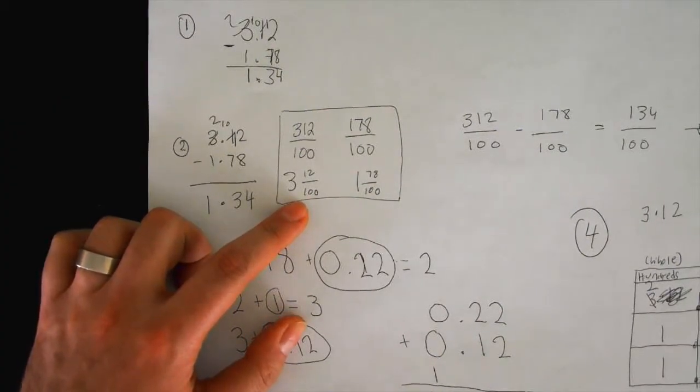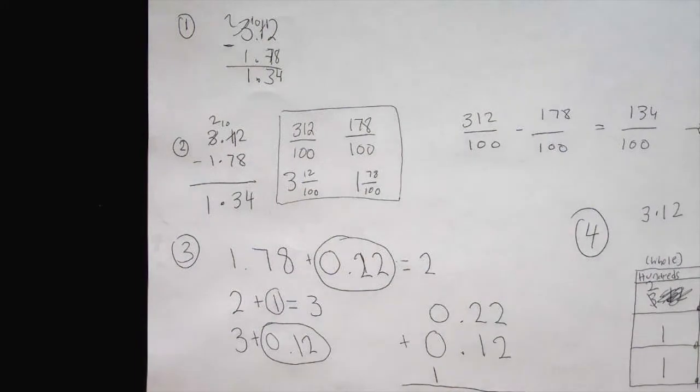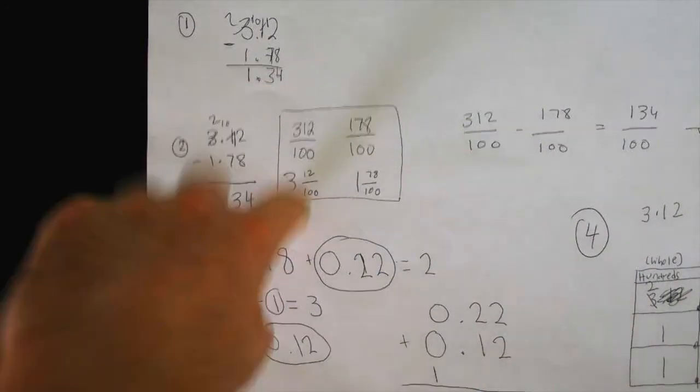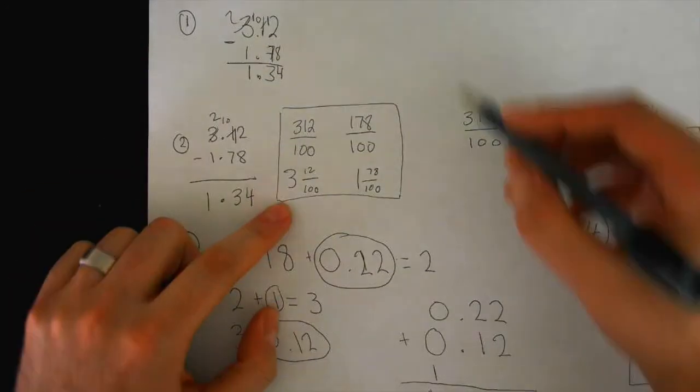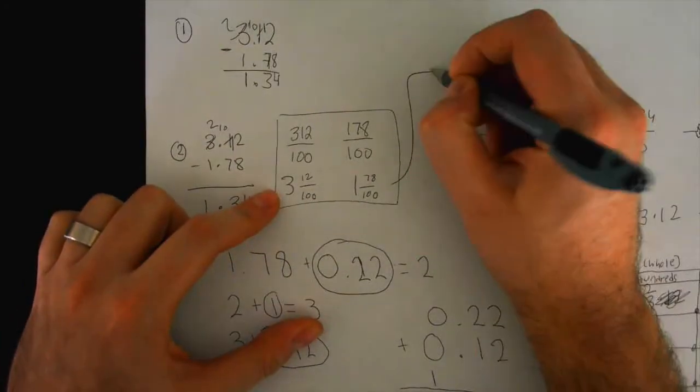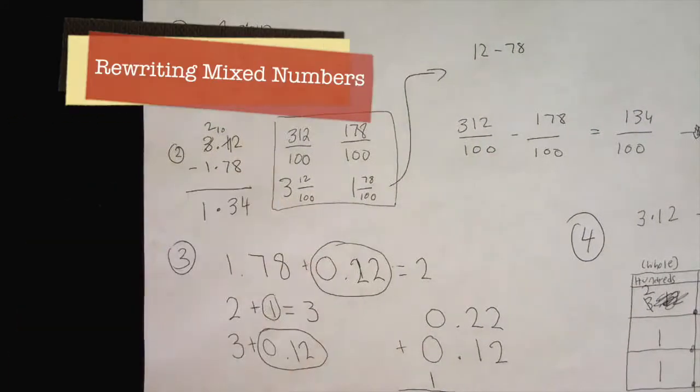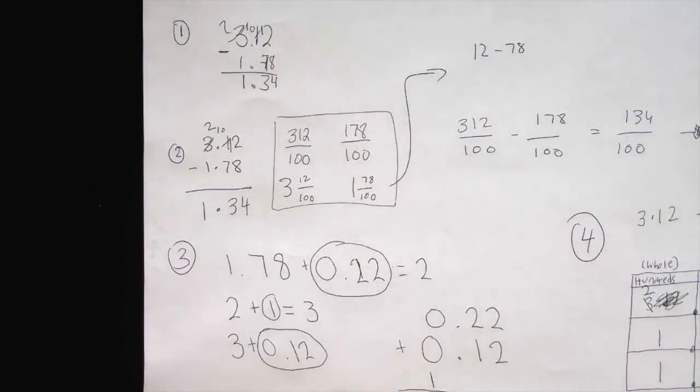There was a good point mentioned that you cannot take away 78 from 12. It's just not possible. Is there another way to rewrite this mixed number to make it doable to subtract? Because right now, it's saying 12 minus 78. Now, we're not doing integers. These are fractions. What can we change to make that look a little bit better? Taha? 3.12 subtract 1.78. Okay.